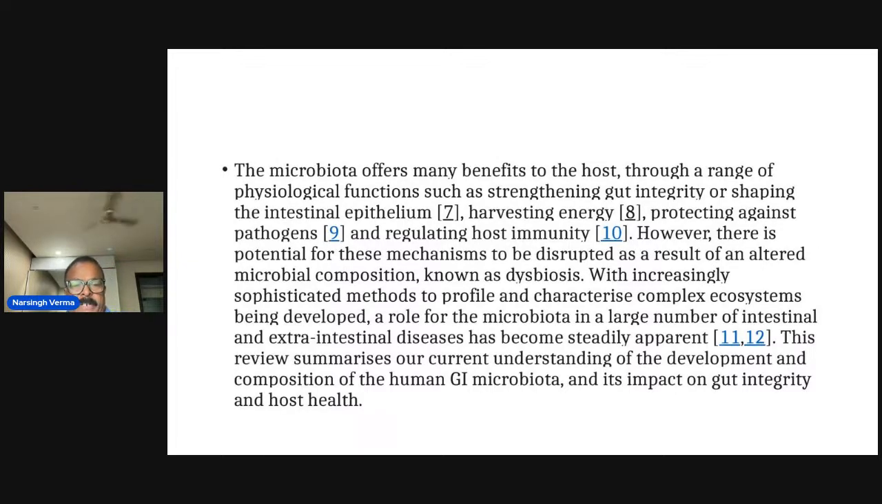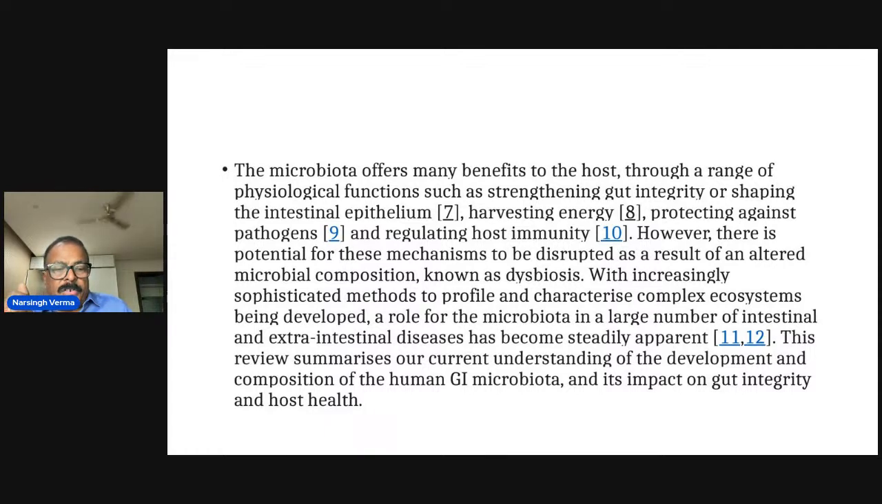The microbiota offers many benefits to the host. What are they? A range of physiological functions, such as strengthening the gut integrity. Most important is strengthening the gut integrity or shaping the intestinal epithelium. The intestinal epithelium and the gut integrity are maintained because of the microbiota, and they also harvest energy, protect against pathogenic materials and antigens, and regulate the host immunity.